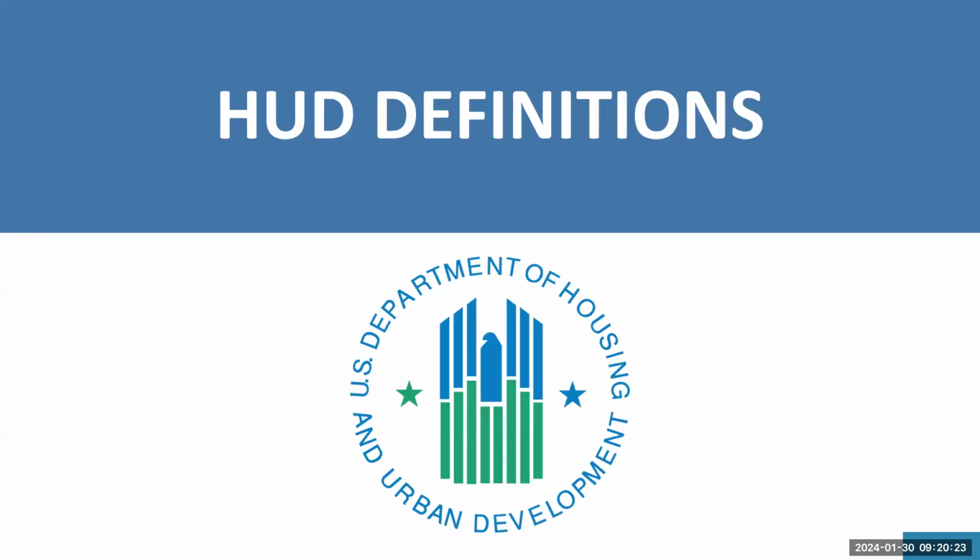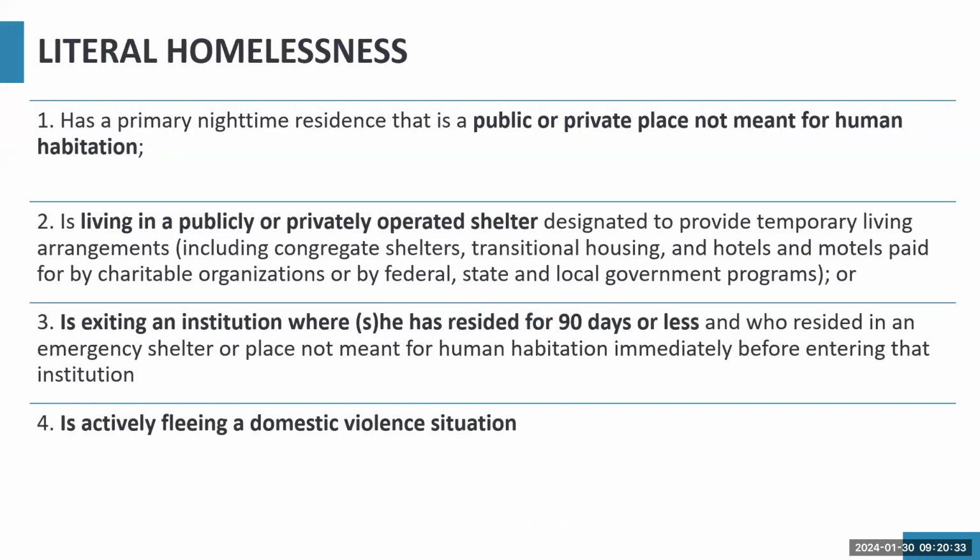So now we're going to cover some key HUD definitions and terms. These definitions are identified through the Department of Housing and Urban Development, otherwise known as HUD. So the first term we're going to talk about is literal homelessness. When you're answering any question within the HMIS system for a project that's serving people who are experiencing homelessness, this is the definition you're going to use.